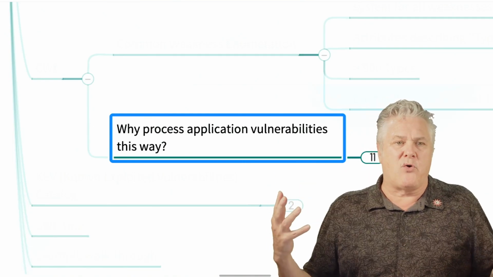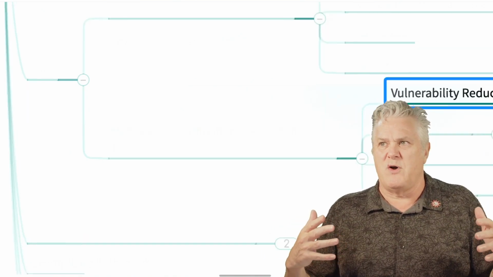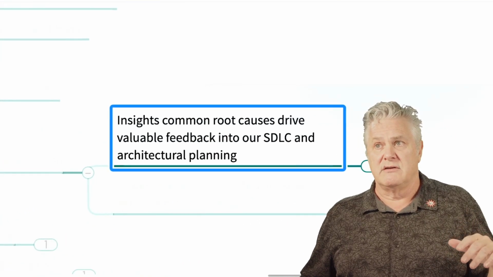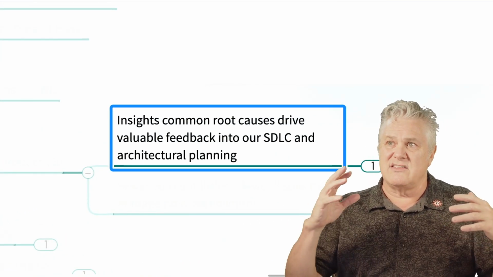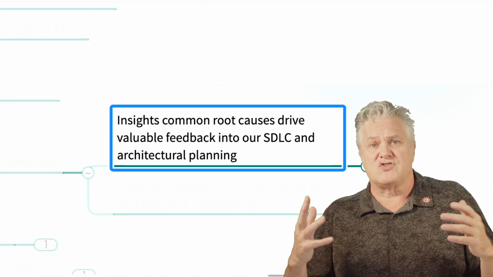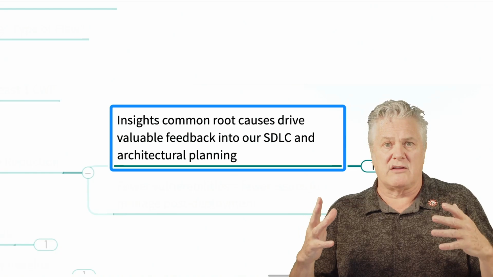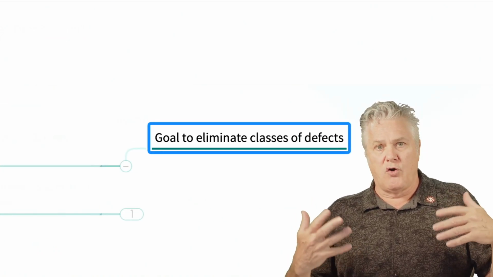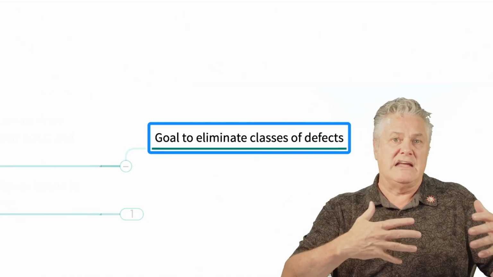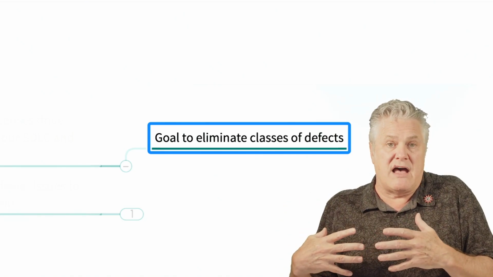Okay, so why do we process the application vulnerabilities in this way? Well, this will help us overall for vulnerability reduction. This will give us insight into the common root causes and drive valuable feedback into our software development lifecycle and architectural planning. And the goal is to eliminate that class of defect in our applications that we have.